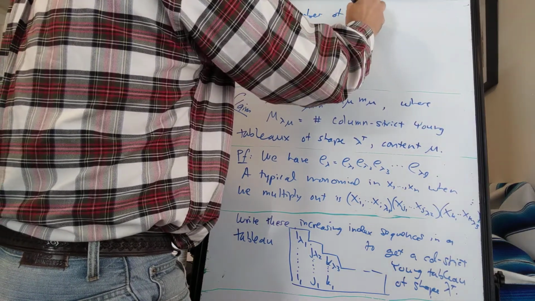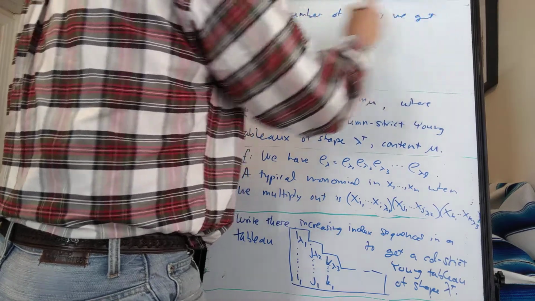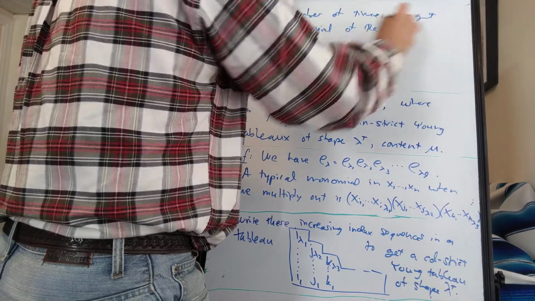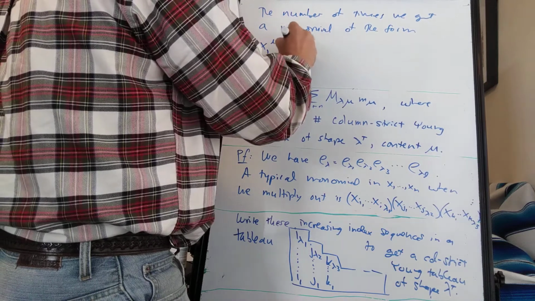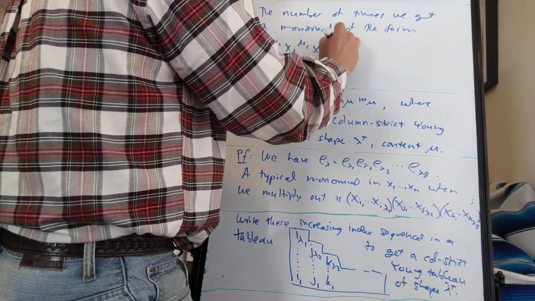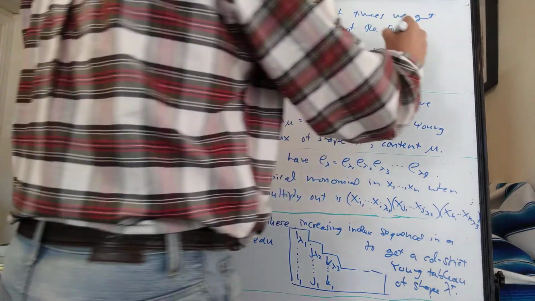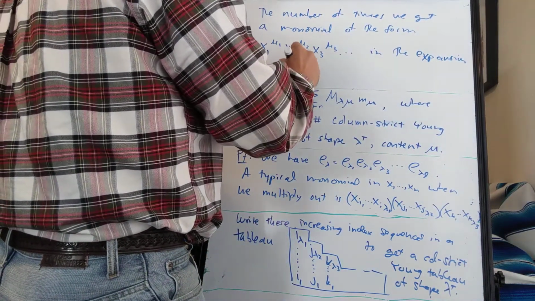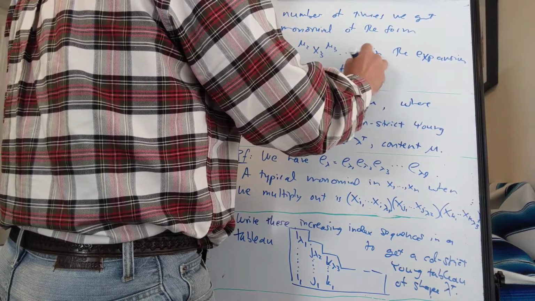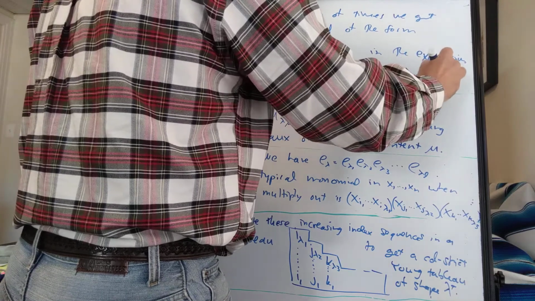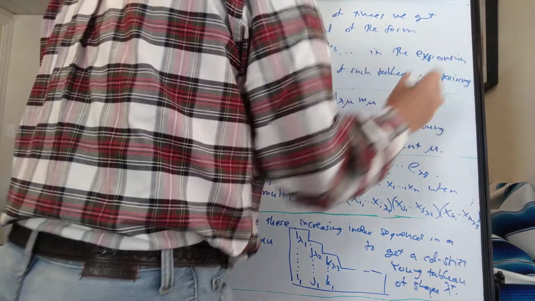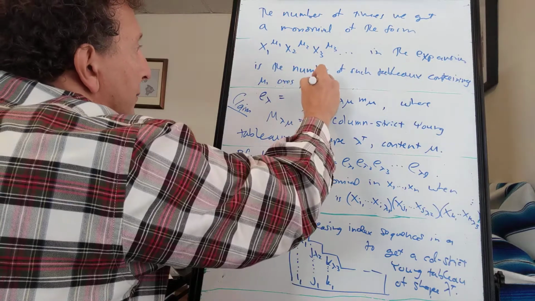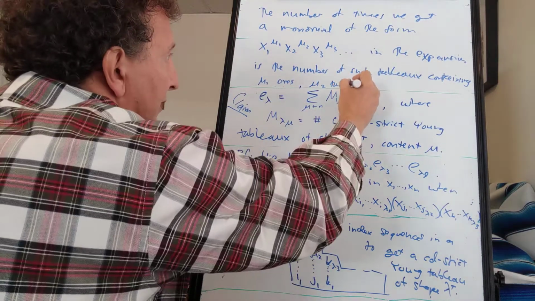Now the number of times we get a monomial of the form x1 to the mu1, x2 to the mu2, x3 to the mu3, and the expansion is the number of such tableaux containing mu1 ones, because every 1 here stands for an x1, mu2 twos, because every 2 stands for an x2, etc.